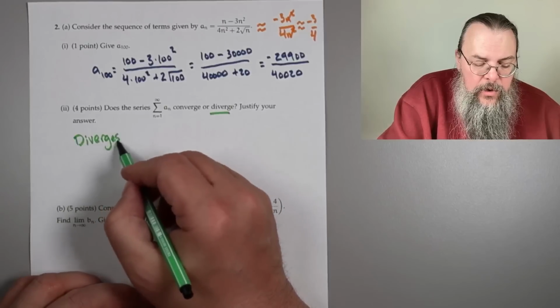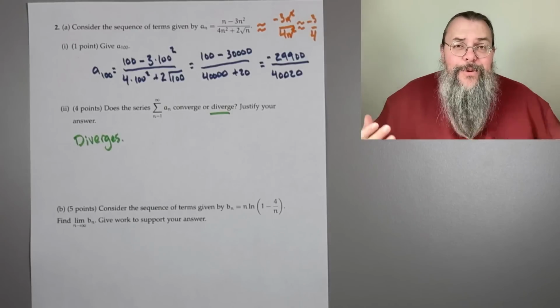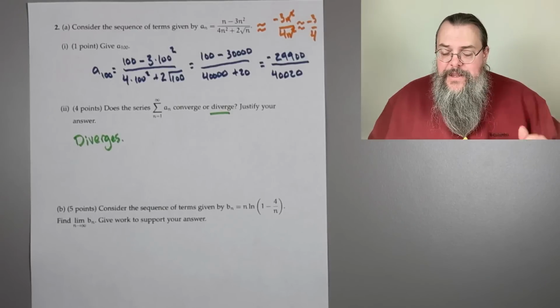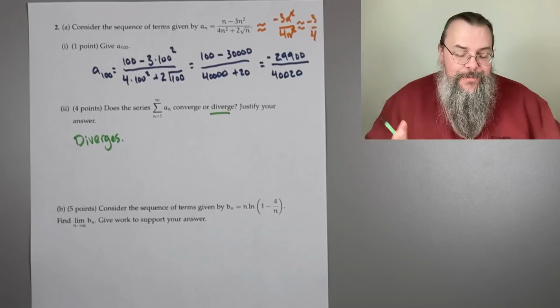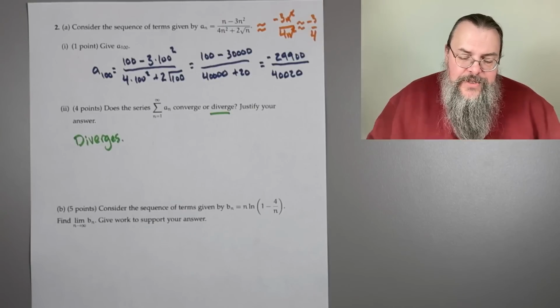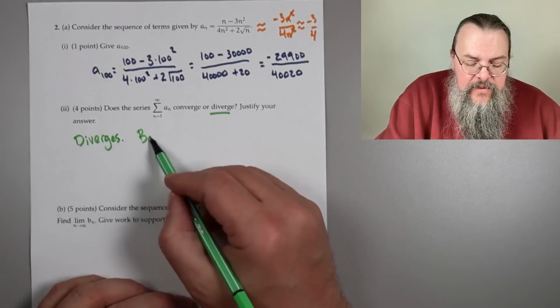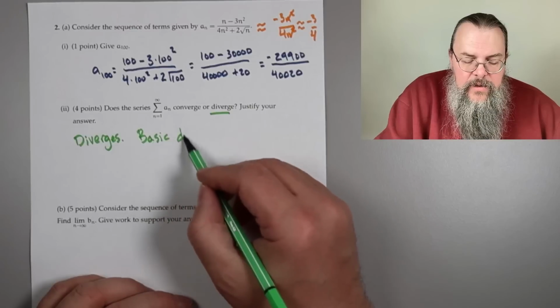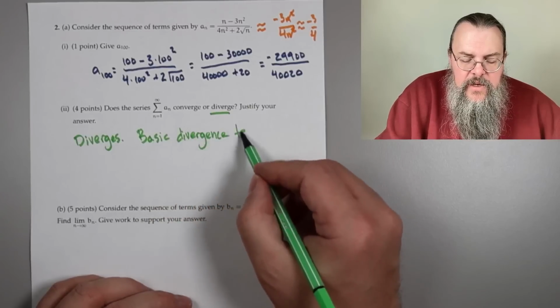And why? Well, because we have to justify. If we just say diverges, that's maybe a point. It's the justifying where the real points come into play. We want all those points. We love our points. And what's our justification? Well, there's something called the basic divergence test. And what that says is, hey, what's happening to your terms?